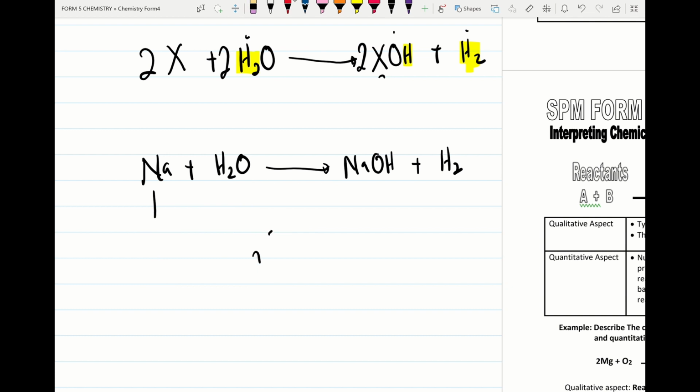Alright, so how to balance the equation? In this case, try to balance the hydrogen 2, here hydrogen 3. The 3 we make it 4, 2 times 2 is 4. So here I put 2 times 2 is 4. Alright, so next we balance oxygen, balance sodium 2. So that's how we balance the equation.